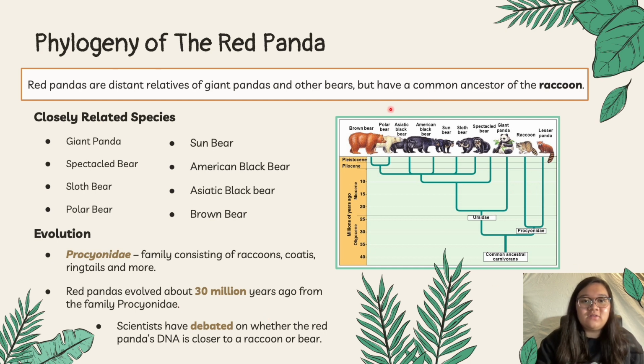According to this phylogenetic tree, you can see the Procyonidae family right here, and where they link, the link breaks off into the red panda and into the raccoon, and their link together is closer than any of these organisms from the Ursidae family, which mainly consists of bears, but they are still related in some way.